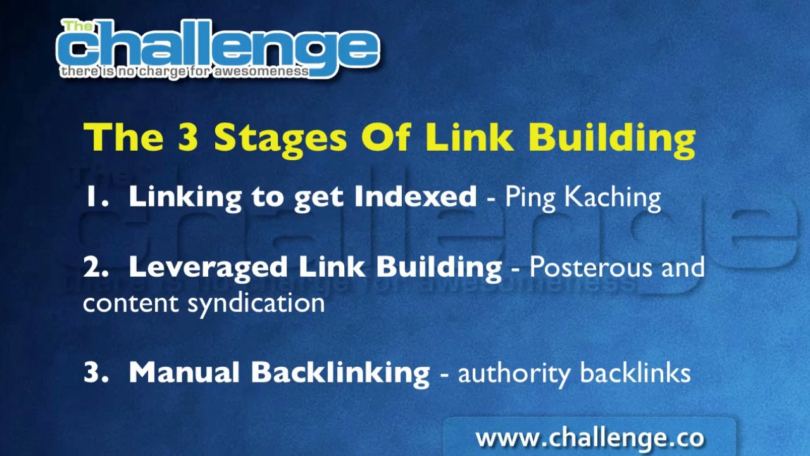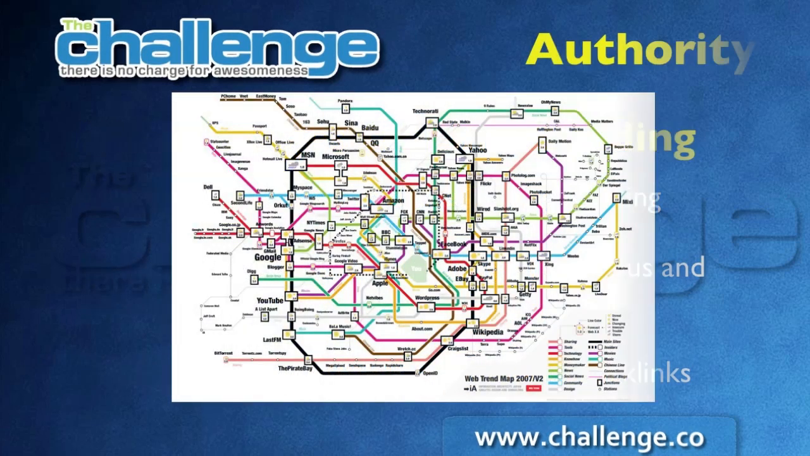And then finally we come to stage 3 of linking, where you're most of the time going to be engineering manual backlinks on high authority sites for the purpose of getting those high authority backlinks to your content. And those are backlinks that are going to have page ranks of 1 or higher, and they are going to have a much stronger impact on your ranking than the links that we generate in stage 1 and stage 2. So what do I mean by authority on the internet?